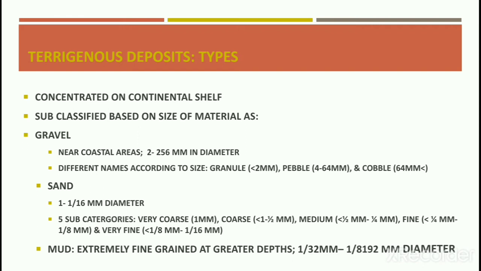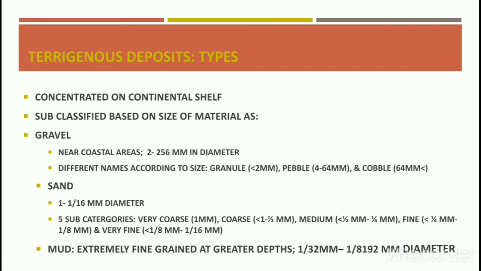They do not move far into the sea and are mostly found in coastal areas. They have been given different names according to the size of the grains. Granules are generally considered to have a diameter of more than 1 millimeter, but not exceeding 2 millimeters. Pebbles generally range between 4 and 64 millimeters in diameter, and cobbles are larger gravels having a size of more than 64 millimeters in diameter.